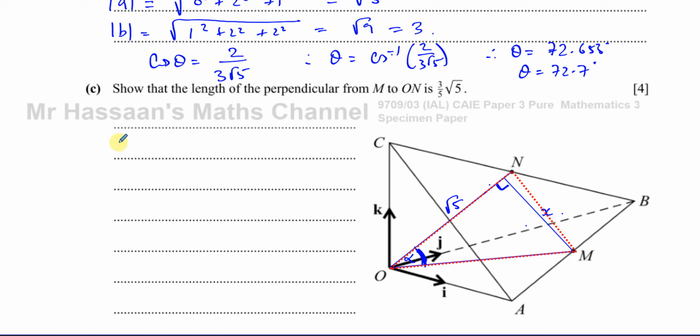So I know O to N is root 5. We worked that out in the previous question. Now O to M, I can calculate its length. It's like O to A plus A to M. O to A is 2i, plus A to M. Now A to M, I think we did some of the groundwork for A to M before. Let's have a look.